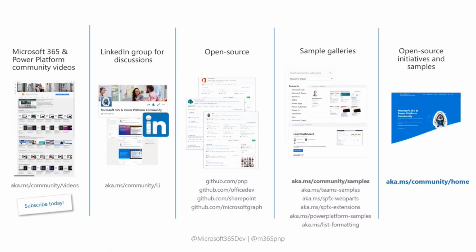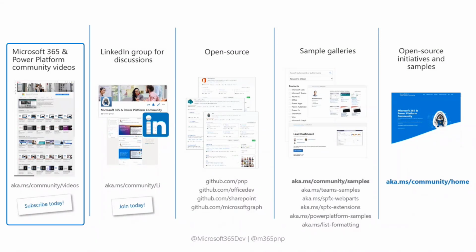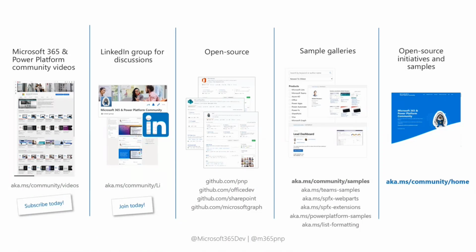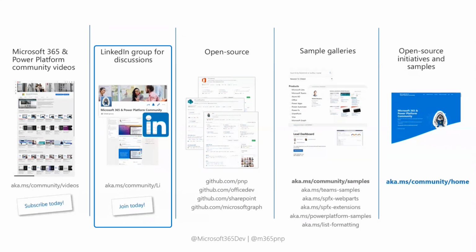So how can you get involved in the community? Well, there's lots of different ways of getting involved. There's lots of content as well that's produced by the community. The Microsoft 365 and Power Platform community videos, so every recording of this session and all of the demos are put on the community channel. We have a LinkedIn group for discussions. So if you're on LinkedIn and you're not part of this group, just pop along, join as a member. You'll find lots of articles that are being shared, but also people starting discussions as well. So get involved, get participating, get answering questions, and if you have friends who are not part of that group, tell them about it as well.